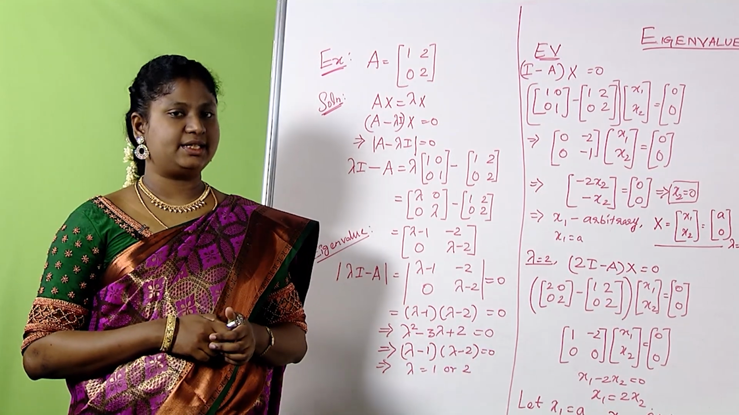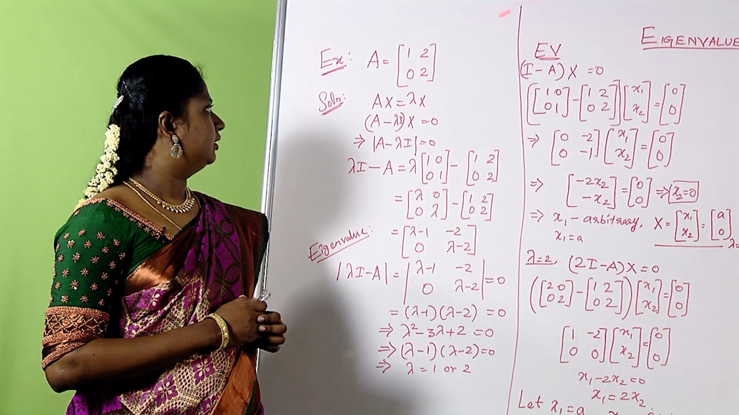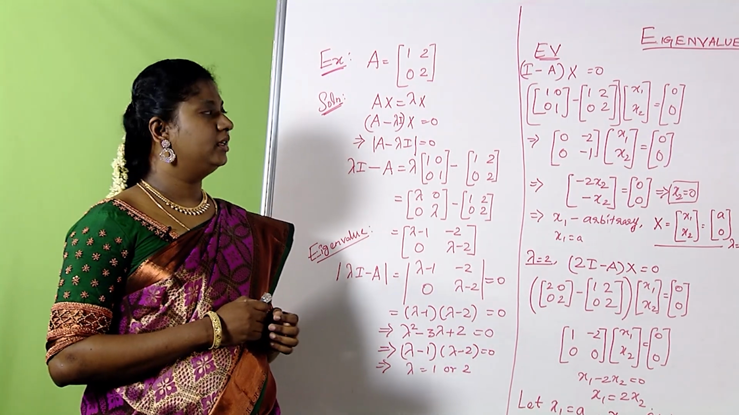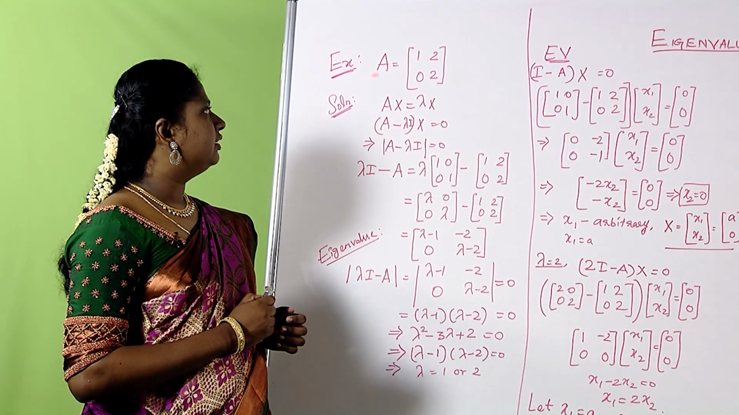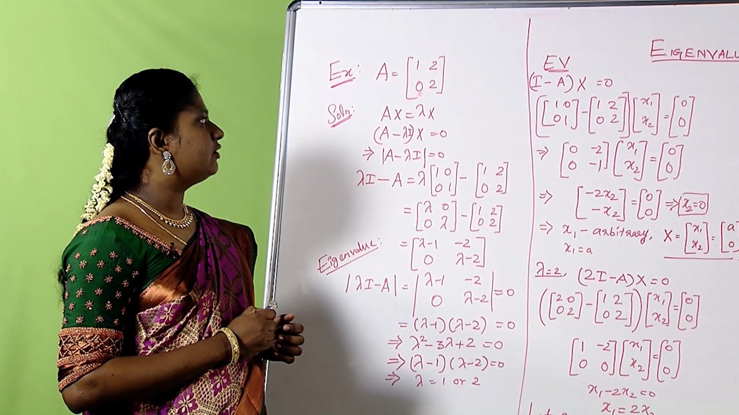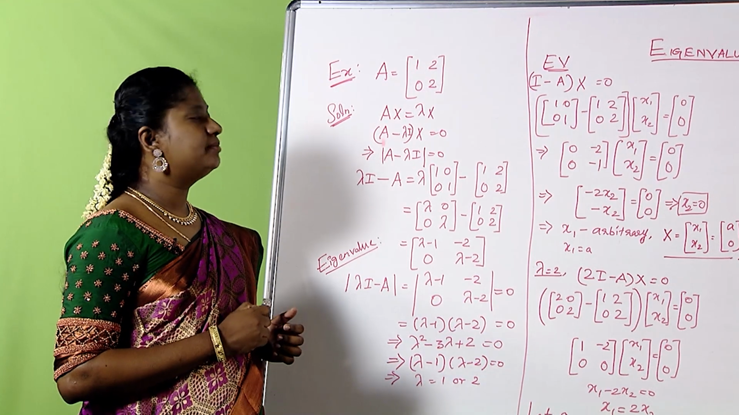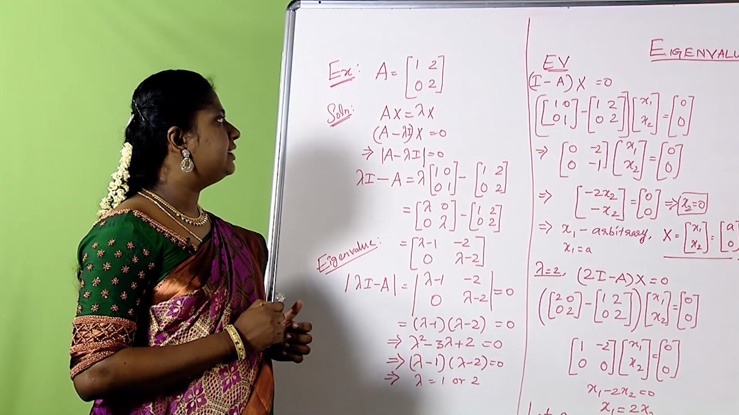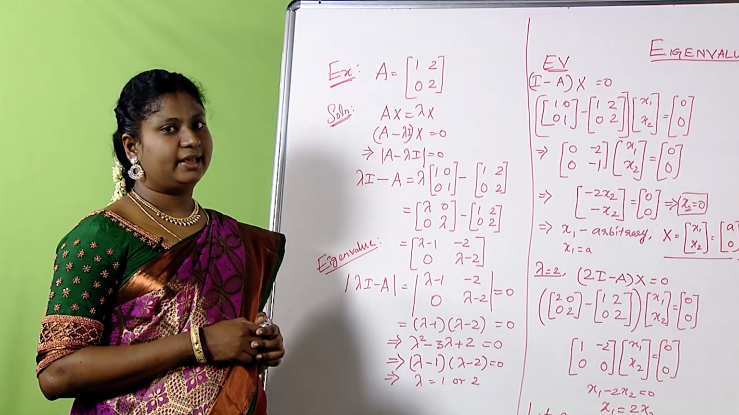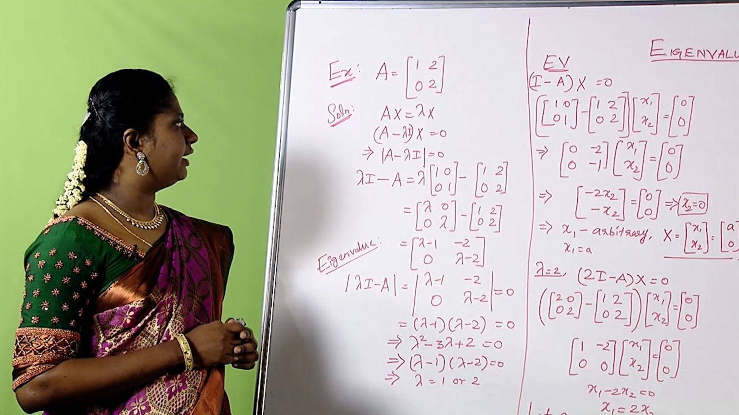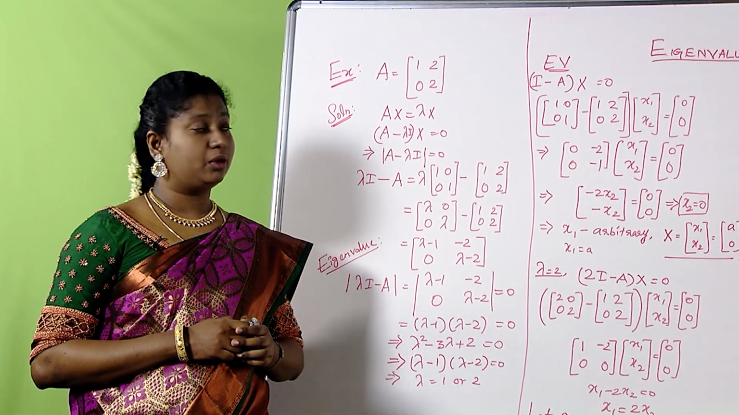Now, we shall see some examples. Look at the first example. We have a 2 by 2 matrix A. The first row is 1, 2 and the second row is 0, 2. For this matrix, we are going to find its eigenvalues, and corresponding to the eigenvalues, we are going to find eigenvectors. So, how do we find eigenvalues?